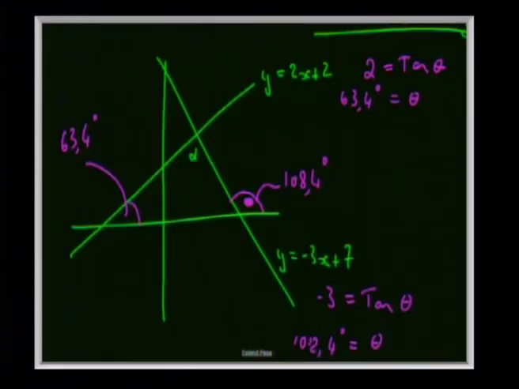Now, I know I said it a few moments ago, but the exterior angle of a triangle is equal to the sum of the interior opposite angles. So that angle 108,4, if you subtract 63,4, what do we get for alpha? Alpha is equal to 45 degrees.